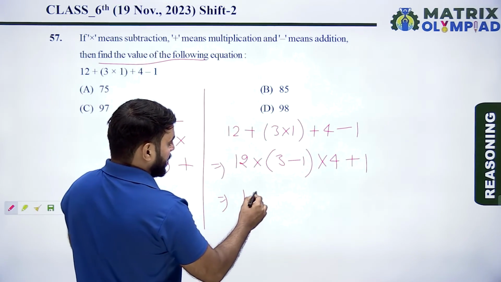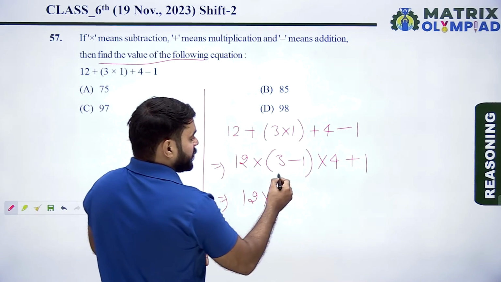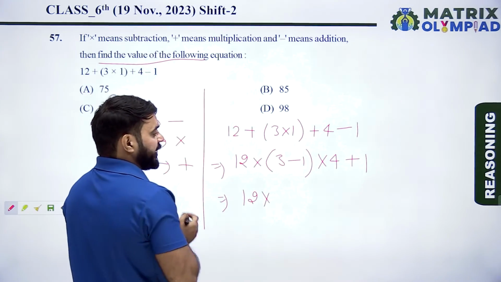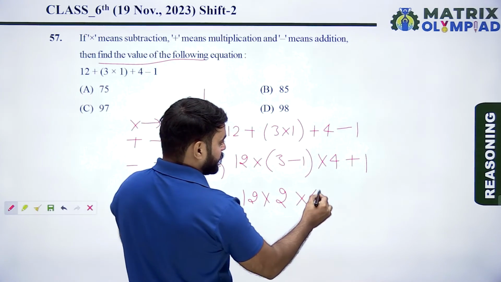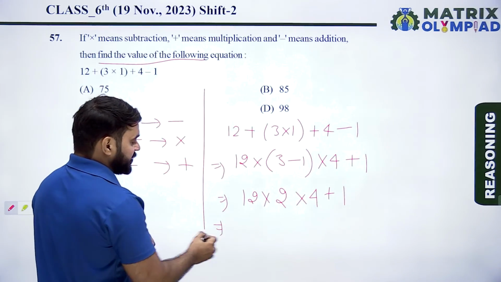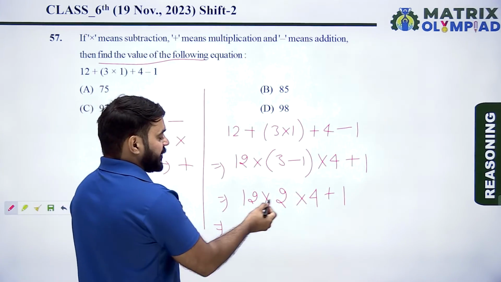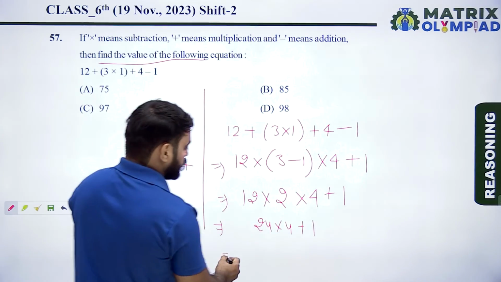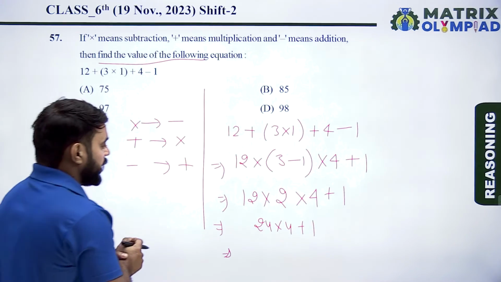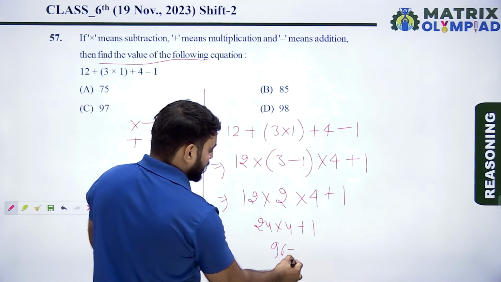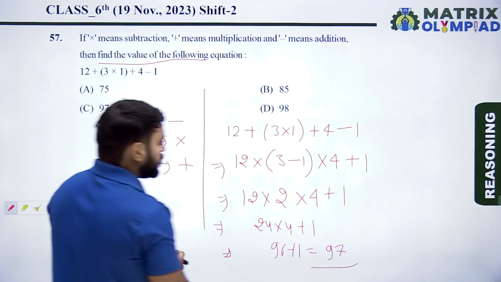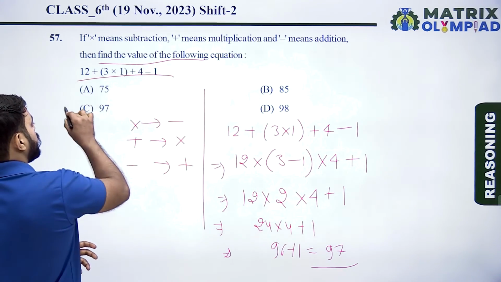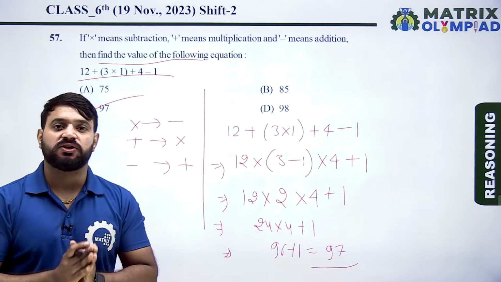So 12 multiply 3, using the BODMAS rule. First solve the brackets. 3 minus 1 means 2. Multiply by 4 plus 1. Now multiply the numbers. So 12 multiply by 2 means 24. 24 multiply by 4 plus 1. So 24 multiply by 4 means 96 plus 1 means 97. So 97 is the correct value of the given equation. So here option C is the correct answer of this question.